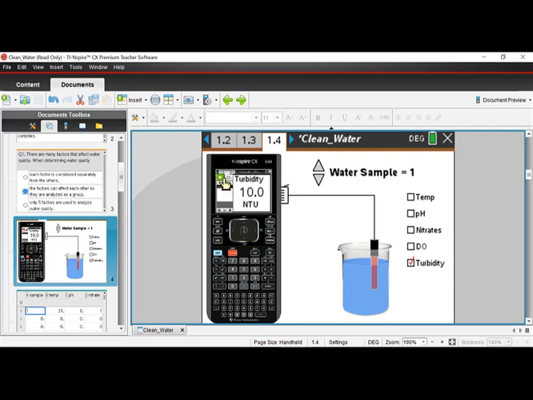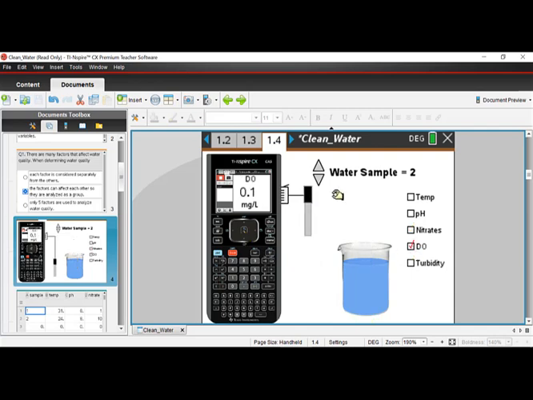Alright, so now I need to stop collecting, and I need to change my water sample to water sample 2. I'm going to put the temp probe in. I'm going to go ahead and press start. Alright, I got that point. pH, eight. Nitrates, pretty stable reading there, 10.